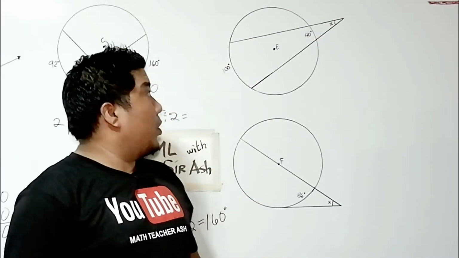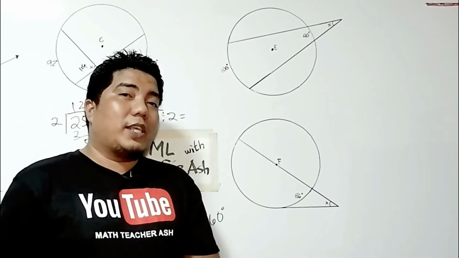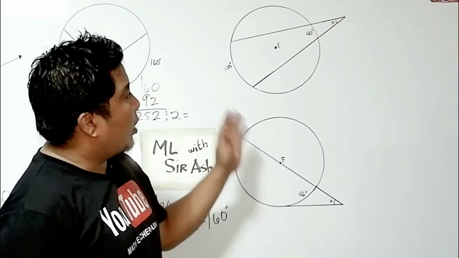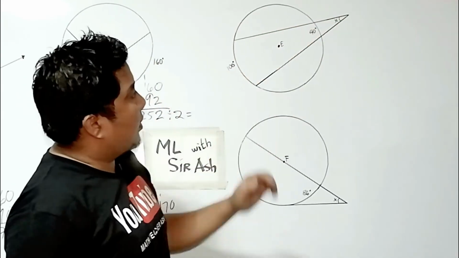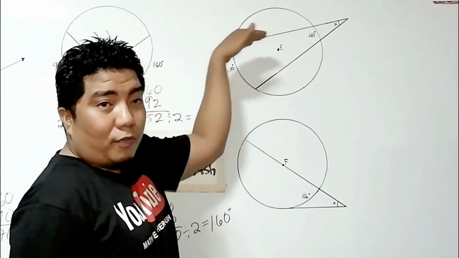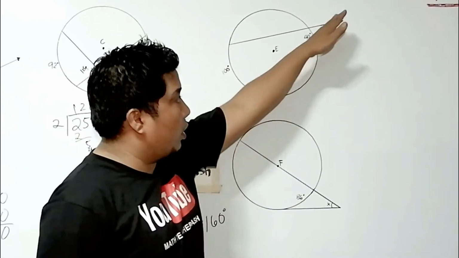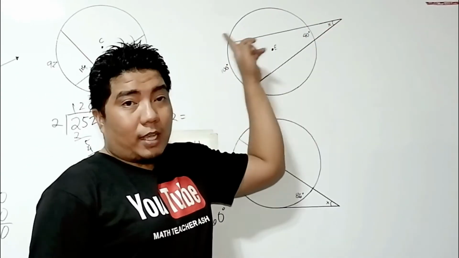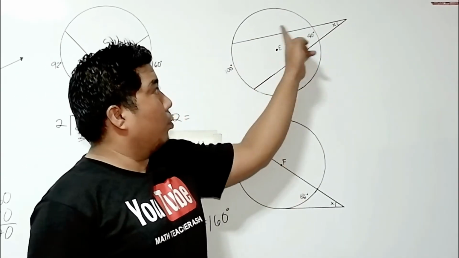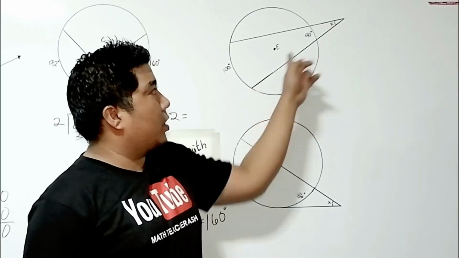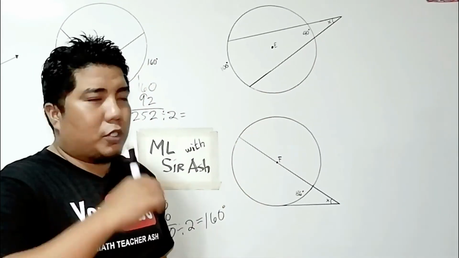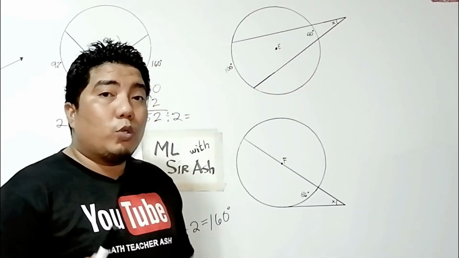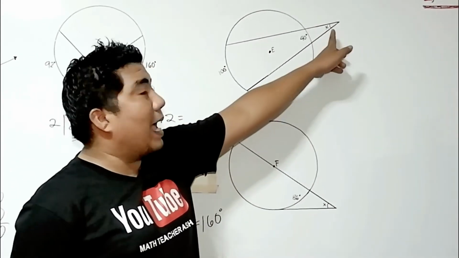Okay, math learners, for our circle E, we have an intersection outside our circle. Now, as we can see, the given is a portion of the secant, and this one is also a portion of the secant. Why? Because it intersects the circle into 2 points. This one also intersects the circle into 2 points. Question is, if the angle formed is outside the circle, how do you get the value of the angle?